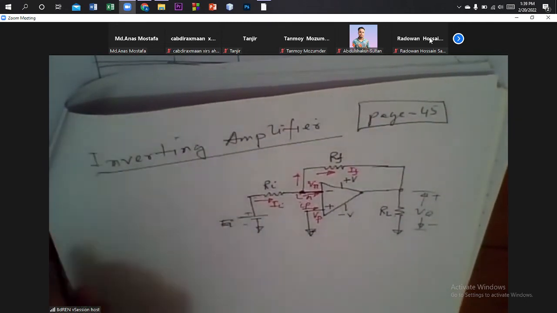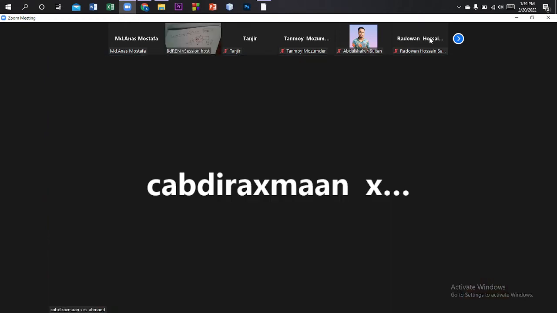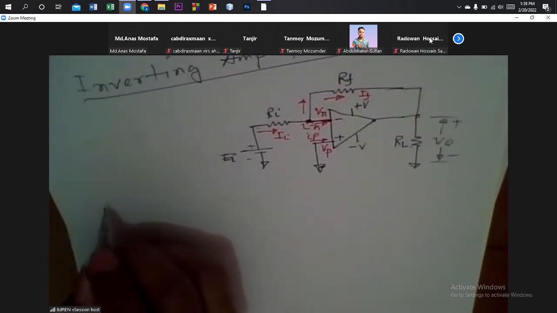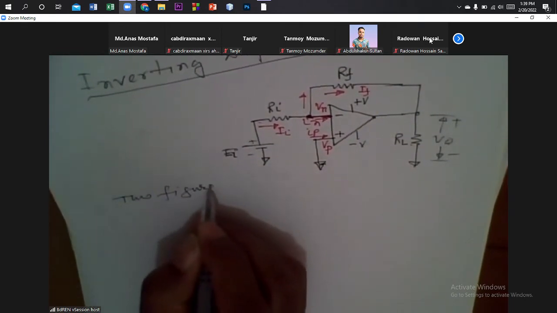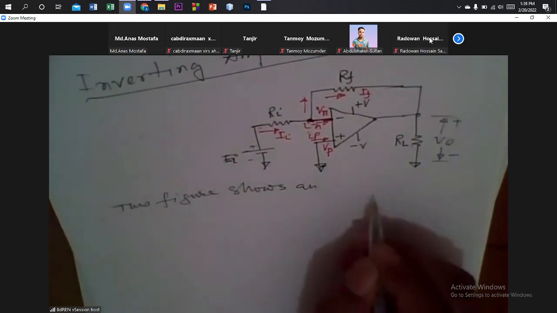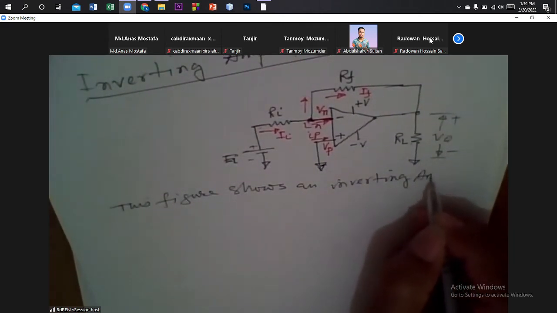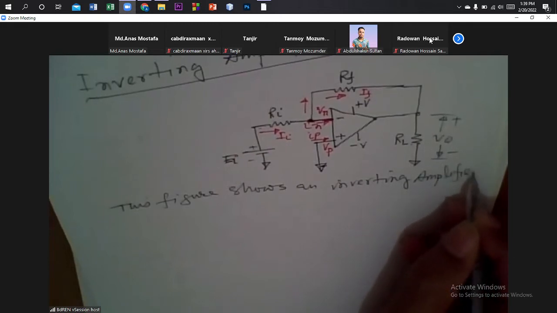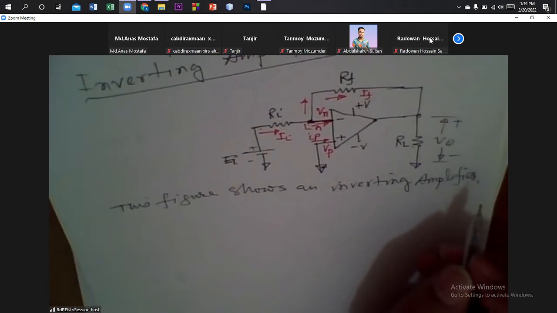Clear? Done? Yes, sir. So we can write it down. This figure shows an inverting amplifier.